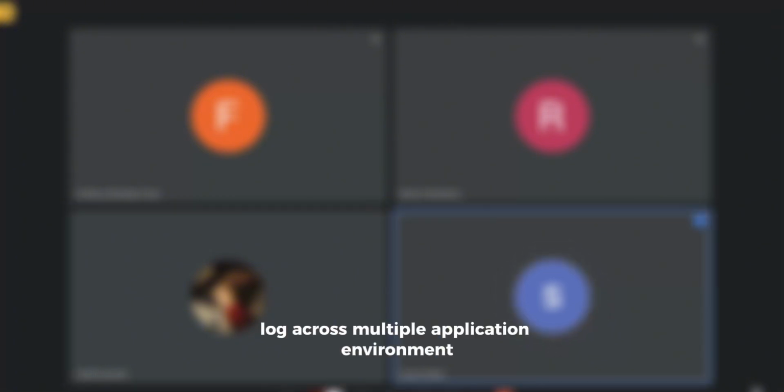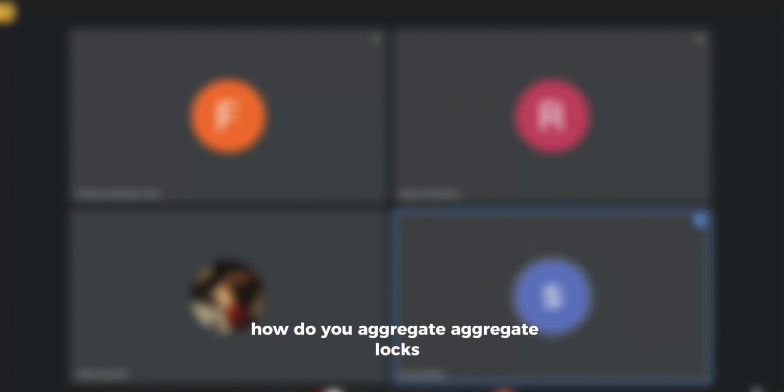How do you aggregate logs across multiple applications and environments? Sorry, I didn't get it. How do you aggregate logs across multiple applications and environments? I have no idea about that. Okay, no worry.